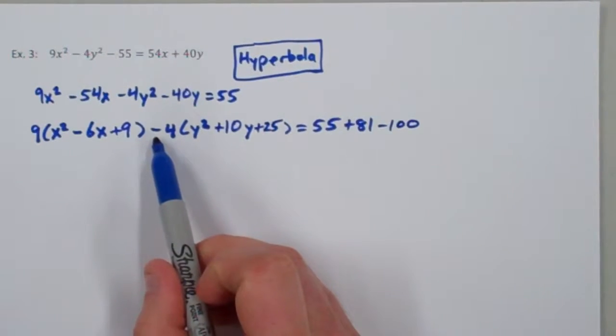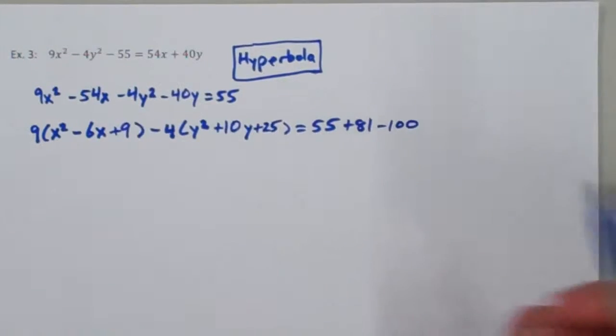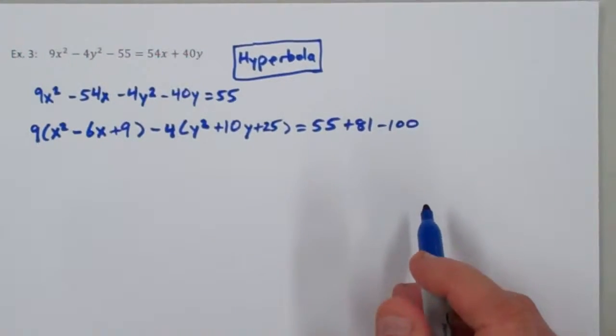So keep in mind there, if you have a negative value times a positive, and this number will always be positive when you complete the square, you're taking away that from the left side, so we've got to take away that same amount from the right side.